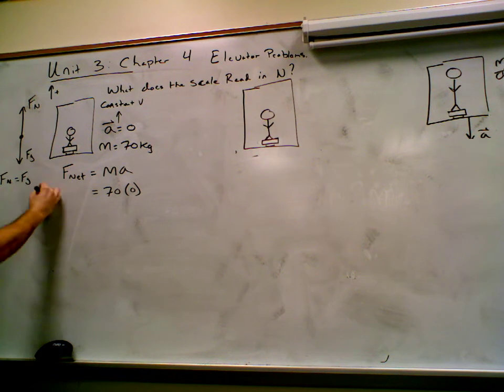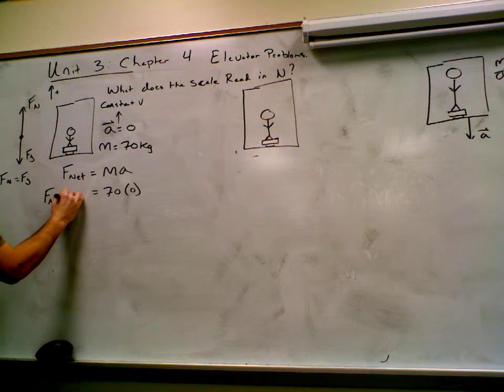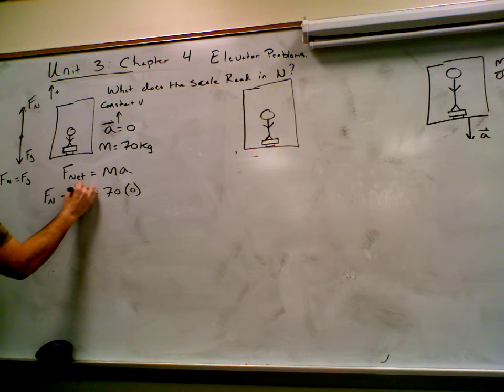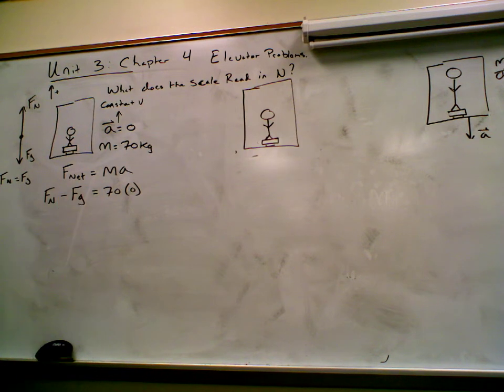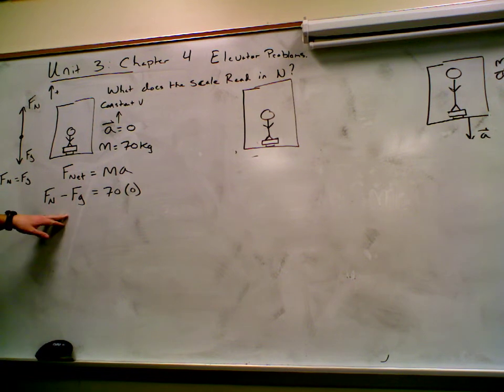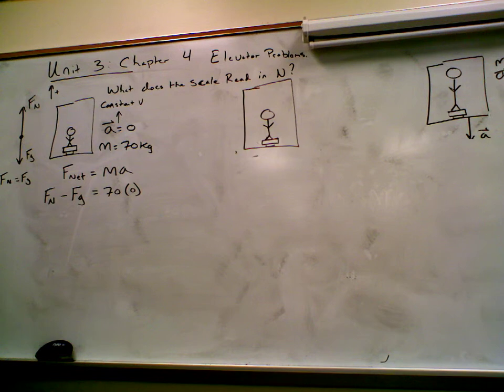It's going to be Fn minus mg. Okay, Fn minus Fg. We'll plug in mg here in a second. Okay? So Skyler is using up as positive, right? So Fn minus Fg. Does this make sense, guys? Yeah? Are there any questions about that?